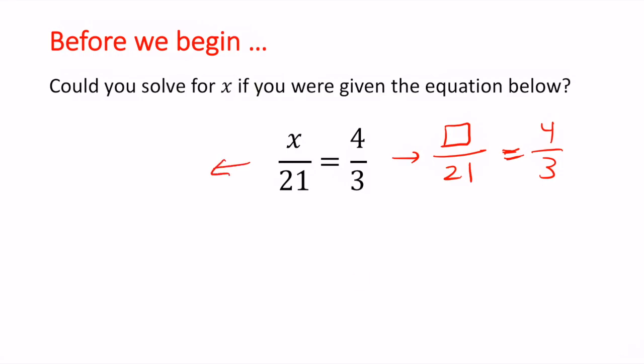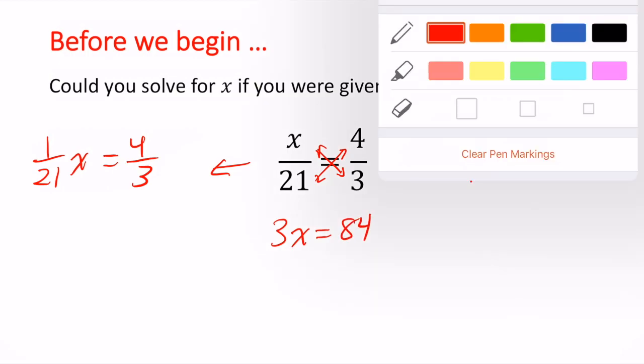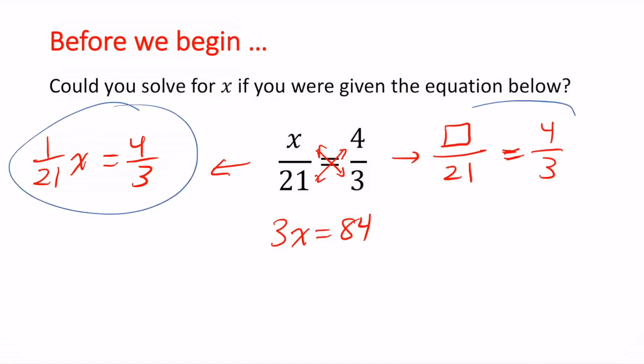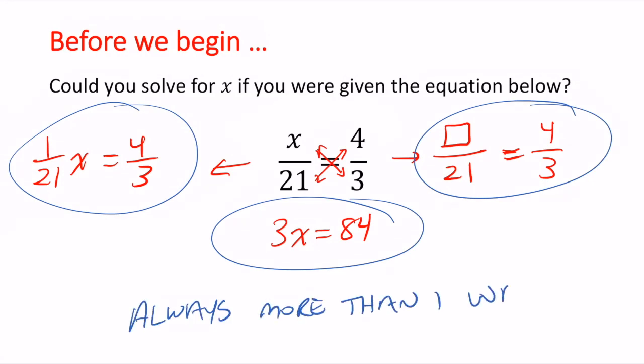Another may say, well, I can also split this up, or I can represent this as 1 over 21 x equals 4 over 3, and then you'd continue on with your algebra. One other may say, well, I think I remember that you can multiply opposites and end up with something like this. The point is that no matter which way you choose, there's always more than one way to solve a problem.